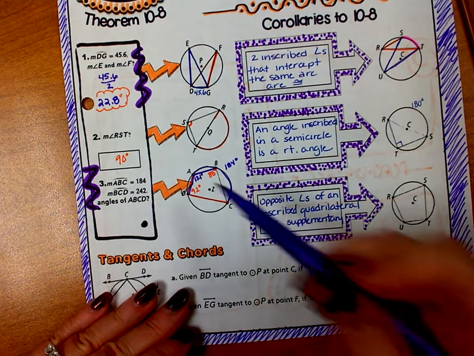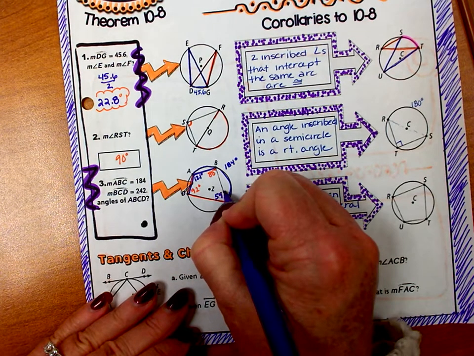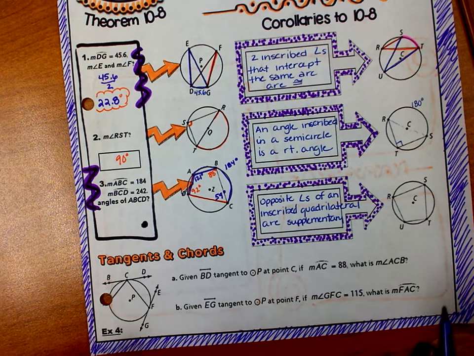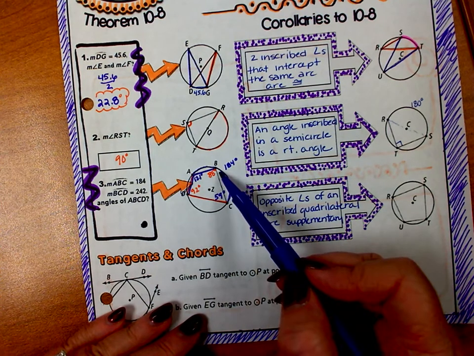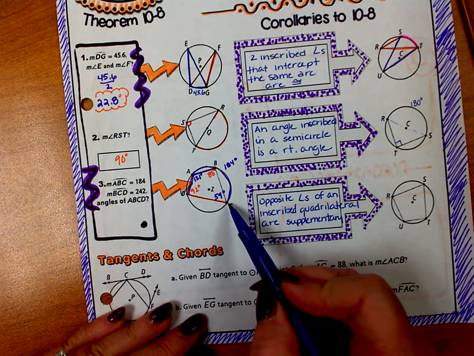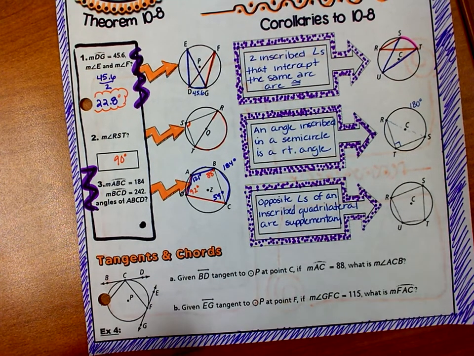And if we subtract 121 degrees from 180, then we find out that angle C is going to be 59 degrees. So angle A is 121, angle B is 88 degrees, angle C is 59 degrees, and angle D is 92 degrees. All right, now we're going to take a look at some tangents and chords.